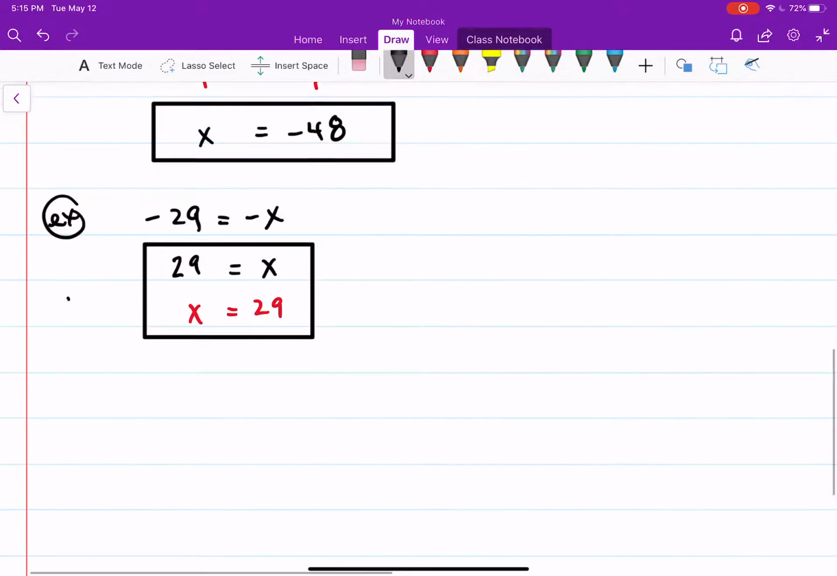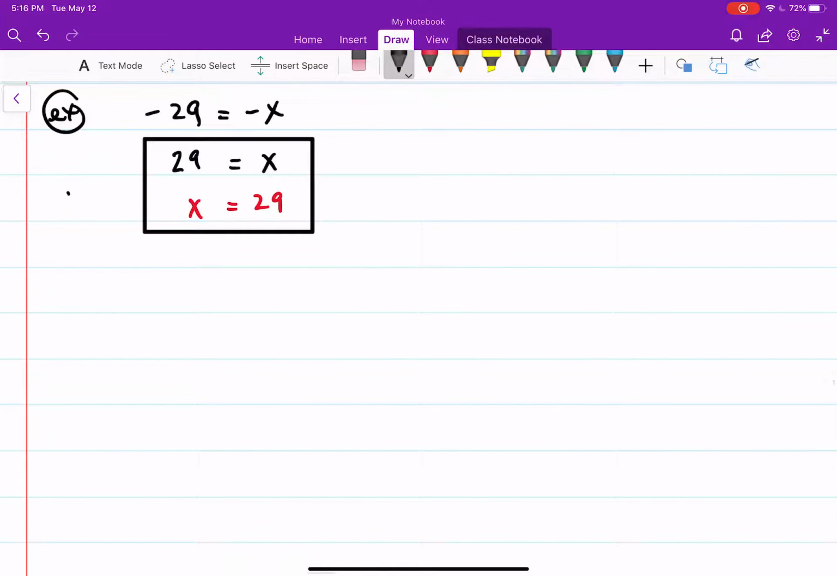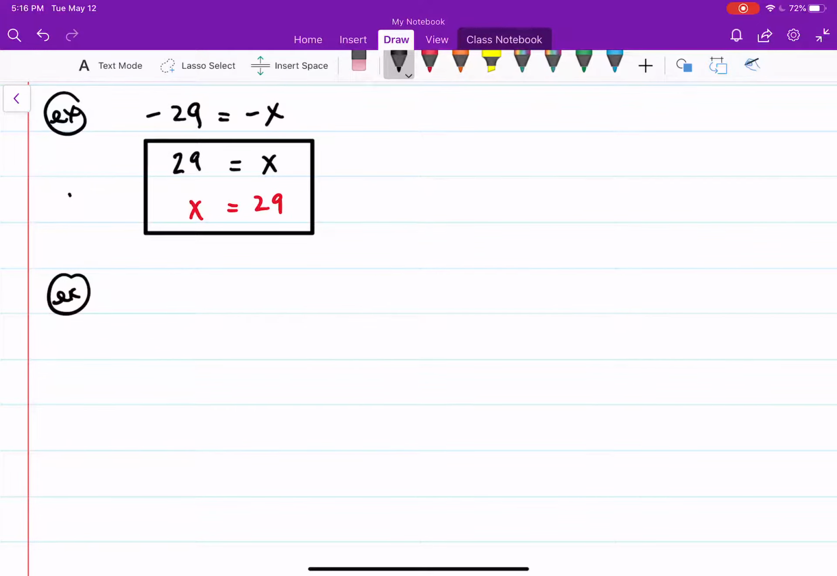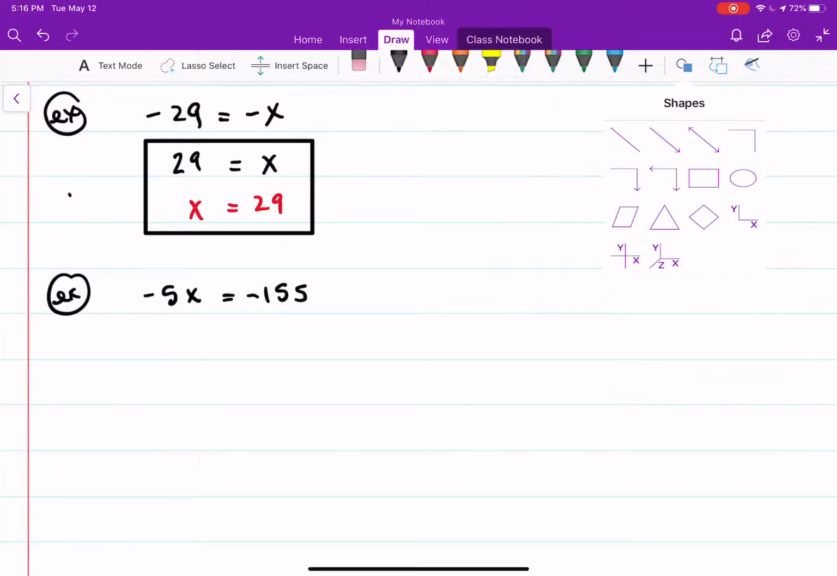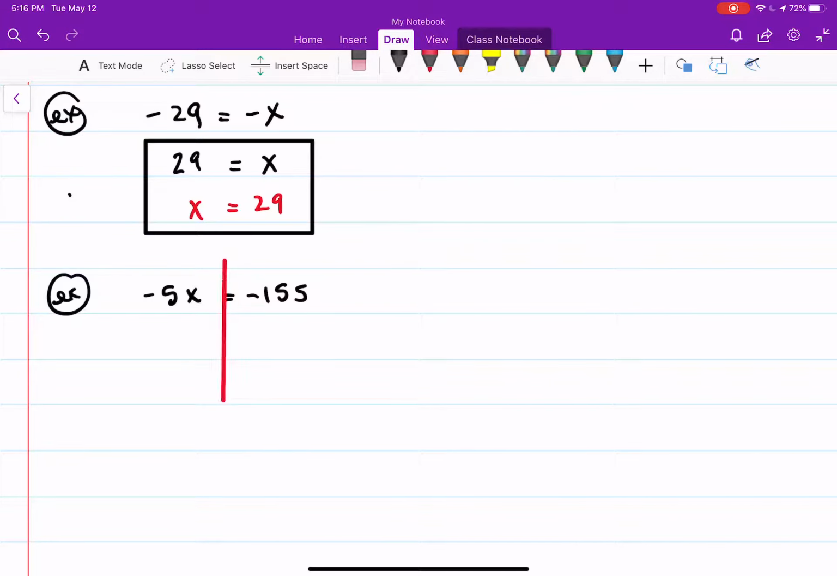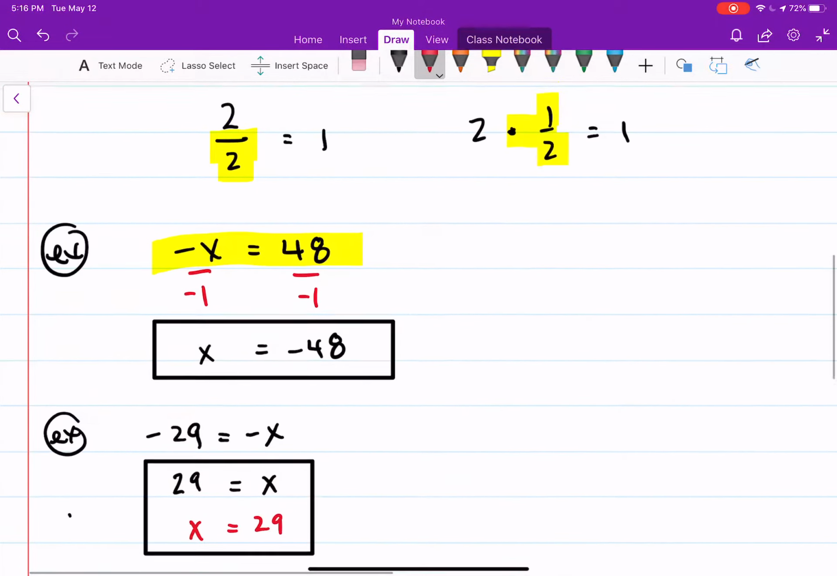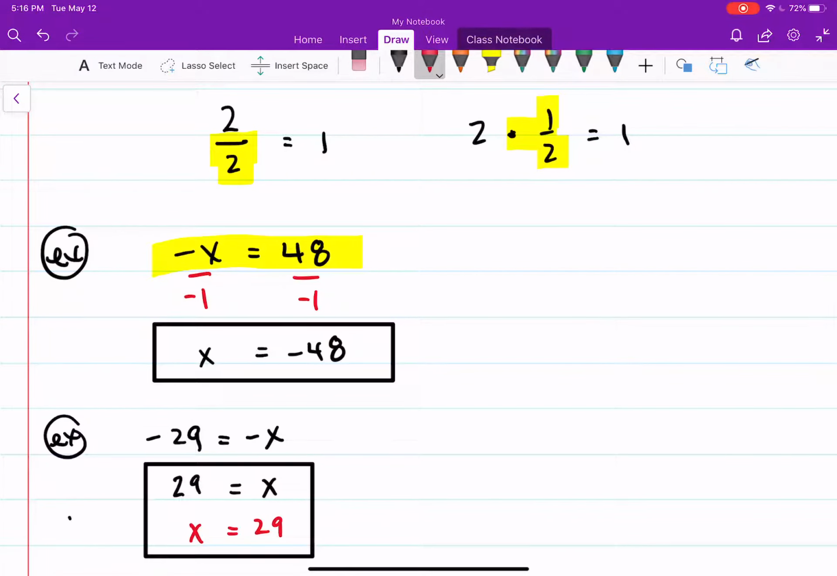Okay, all right, so let's say I have negative 5x equals negative 155. Now, I know I haven't done this, but I'm still doing the same thing because if you think about it up here, whatever I do to the left side, I have to do to the right side. So notice this right here. I divided by negative 1 on the left, so I divided by negative 1 on the right.